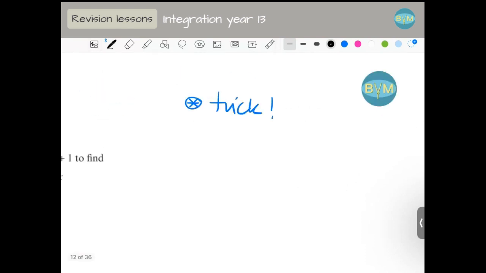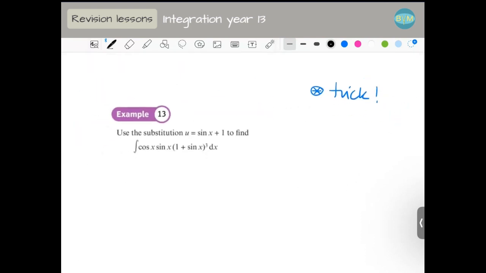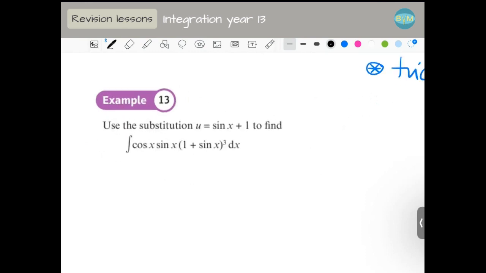I'm going to show you this one. No, it's not a trick. It's just something that is going to help you. We have to integrate this one, and they say use u equals sine x plus 1. It's probably what you would choose because it's what you have in the bracket to the power of 3. So let's try to do this question and see what happens, because it looks like I have too many sines and cos there. So u is going to be 1 plus sine x, which means du by dx is going to be cos x.